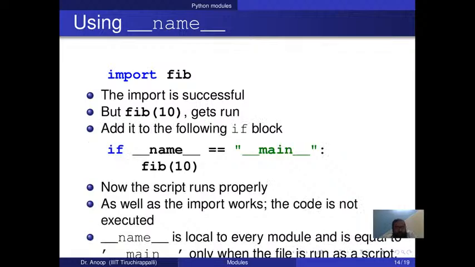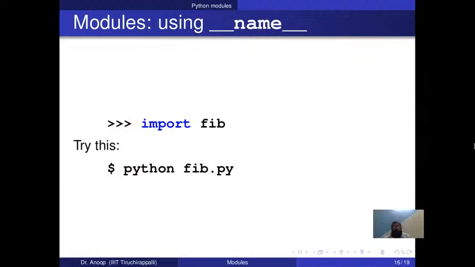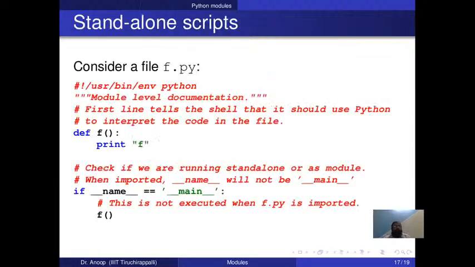This is why you can use the if block, if __name__ equal to __main__. The __name__ is local to every module and is equal to __main__ only when the file is run as a script. For that you can do print __name__, and you can see that whenever the program is run as a script, then __name__ will be equal to __main__. Now you can try import fib, it will not print 112358, and these are considered standalone scripts.